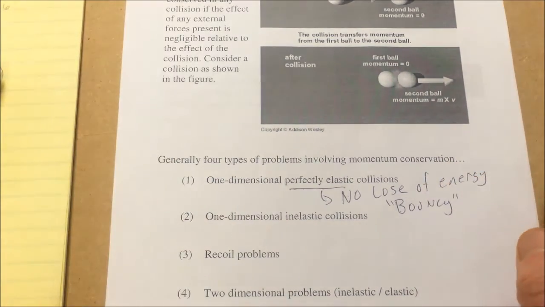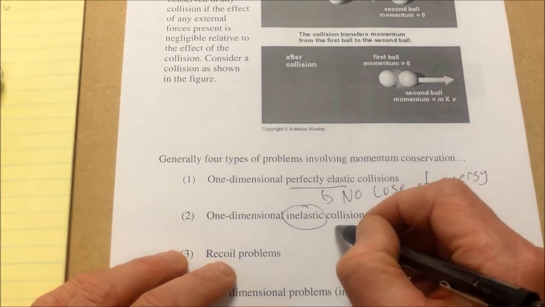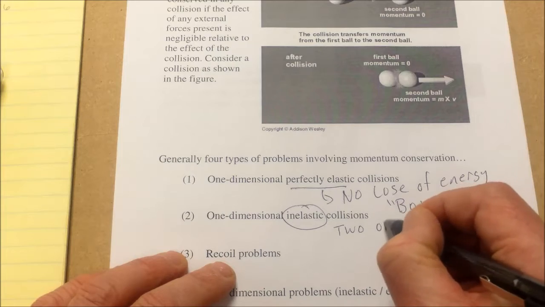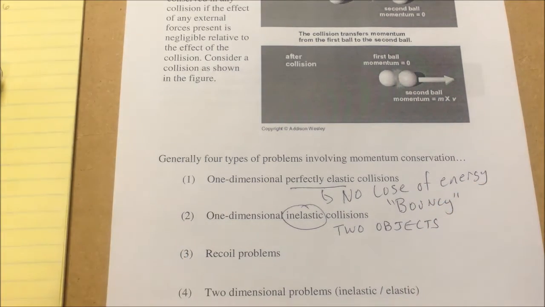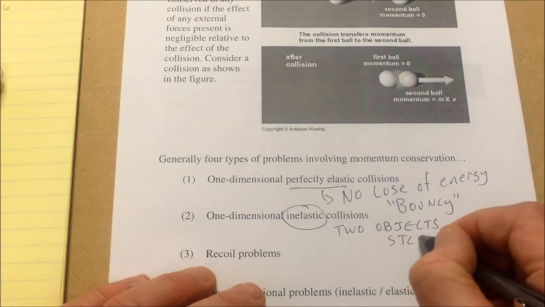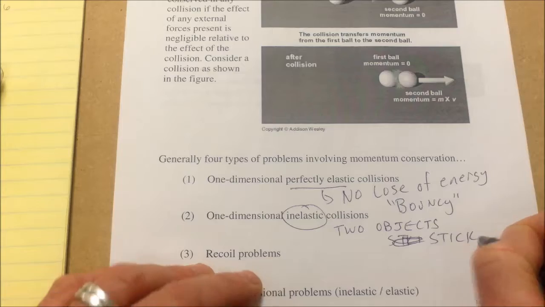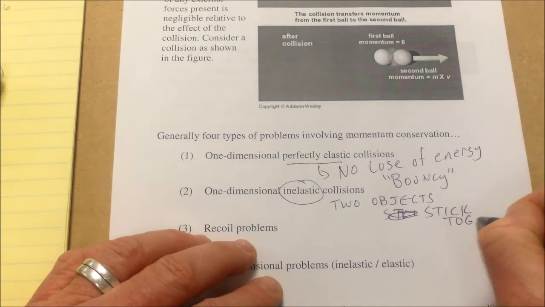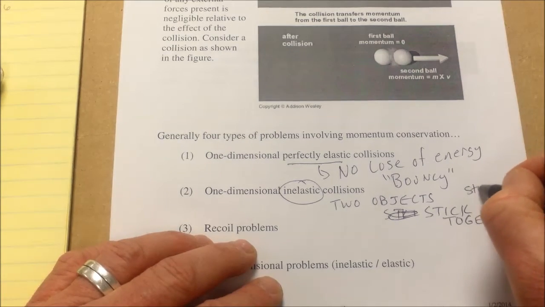The next one's just kind of the opposite of that. It's inelastic. So we have 2 objects hit each other, and then they stick together after the collision. We'll work a few of those problems. These are called perfectly sticky collisions.